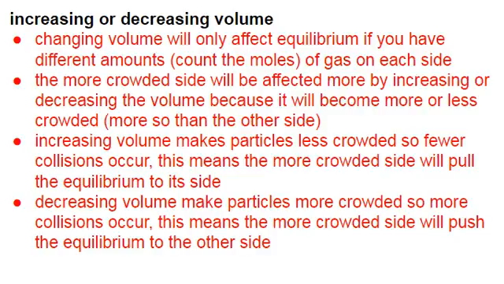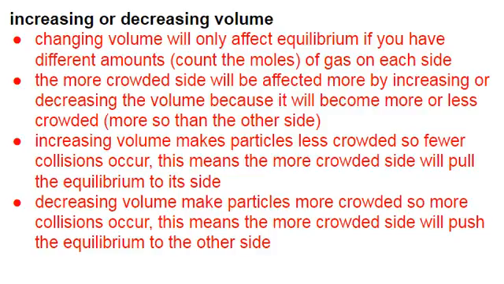If you have 25 kids, each sitting in their own seat, adding a few kids, removing a few kids, not that big a deal. But if you already have 2 kids to a seat on the bus and you add more or you take away more, that's a much more noticeable effect. So, what happens when you increase volume? It makes particles less crowded, so fewer collisions occur on both sides, but it means the more crowded side will see a bigger decrease in collisions and it will pull the equilibrium to that side.